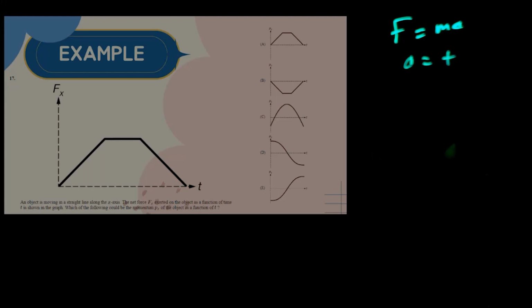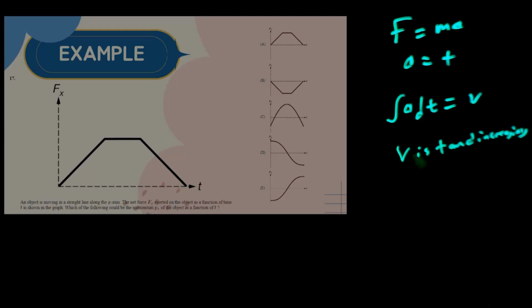What we can do from that is the integral of a with respect to time, which we know is equal to the velocity. So if the acceleration is always positive, then that velocity is always going to be positive and it's going to be increasing as well. So we know that the velocity is positive and increasing.